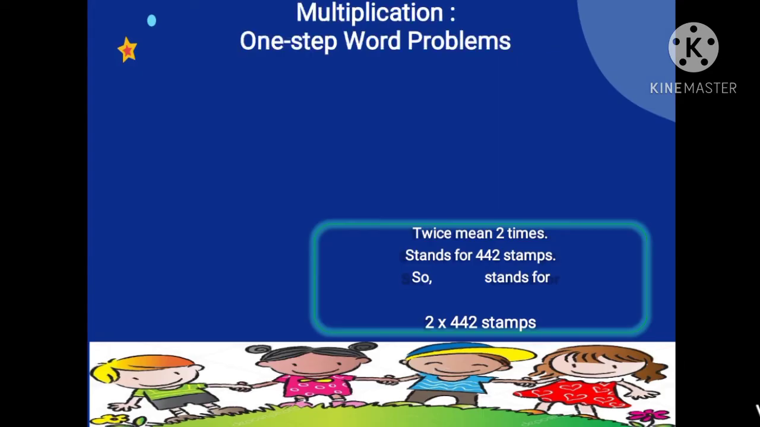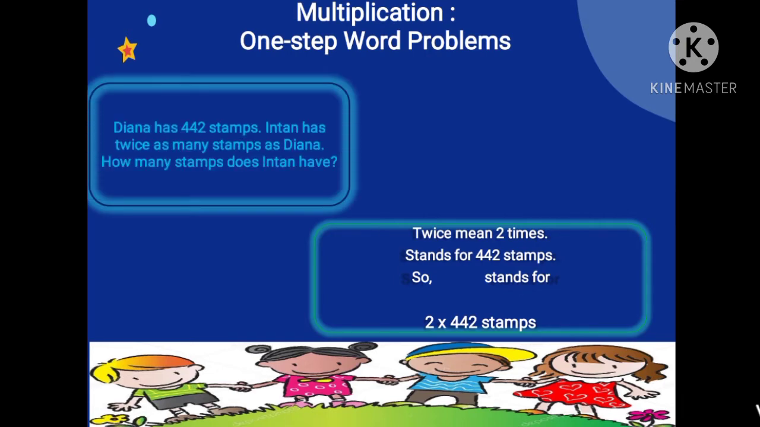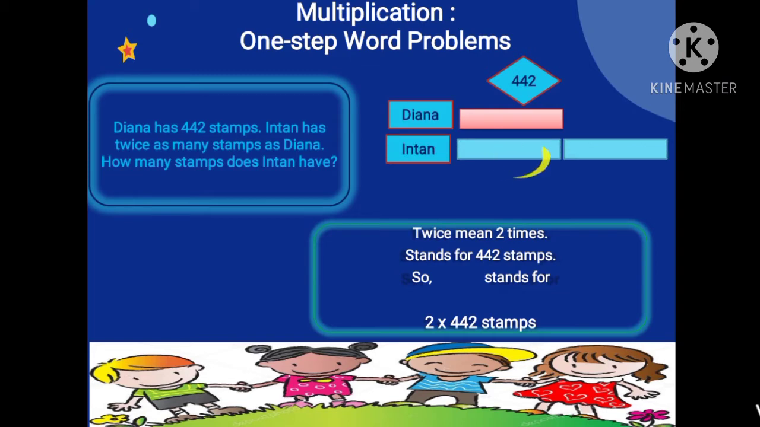One step word problem. This is about multiplication. First, Diana has 442 stamps. Intan has twice as many stamps as Diana. The question is, how many stamps does Intan have? So let's take a look. How many does Diana have? Yes, 442 stamps. Now it mentioned Intan has twice as many as Diana. Twice means 2 times. So this is Intan, 2 times of Diana.